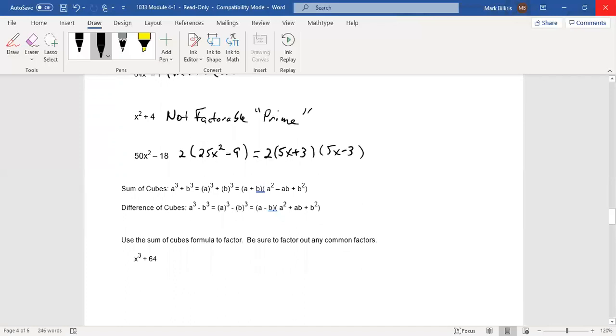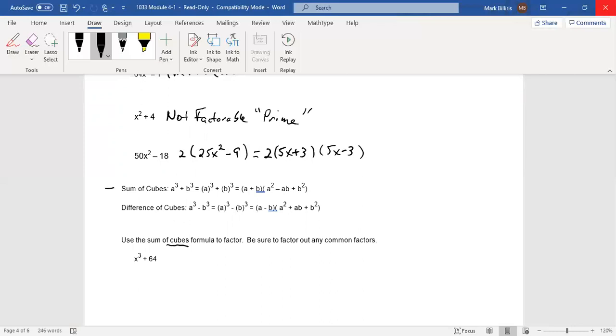What's my clue that this would be the sum of cubes and not having to worry about squares? Well, 64 is a perfect square, but if you pay attention to the exponent, this exponent is 3. When the exponent is 3, that means cube. So what we're looking for here is what multiplied times itself 3 times gives us these particular terms. Since this is the sum of cubes, we're going to use the first formula.